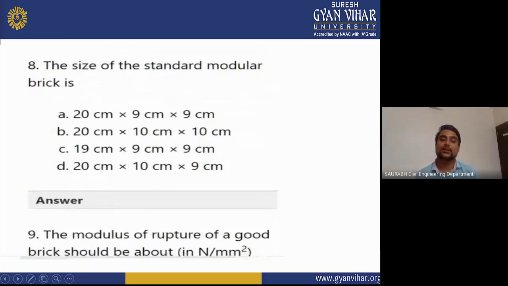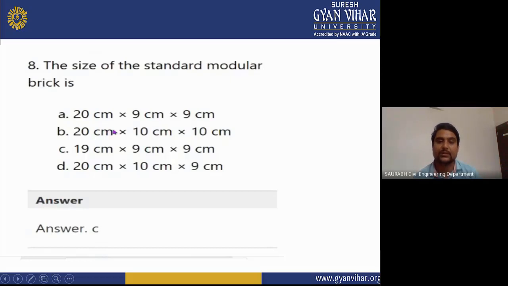The size of standard modular brick is. This is a very important question, and it has been asked in many government exams. So you need to remember the size of a standard modular brick. If anybody asks you, you can answer it: it is 20 centimeter into 10 centimeter into 10 centimeter. Oh, sorry. It is 19 into 9 into 9 centimeter. That will be your right answer. And 20 into 10 into 10 is the size of the standard brick.